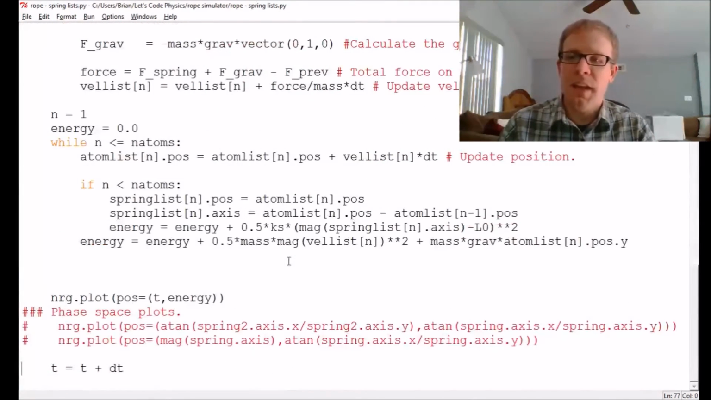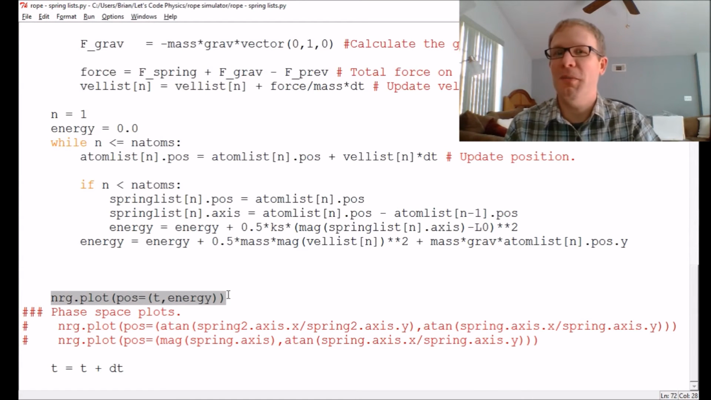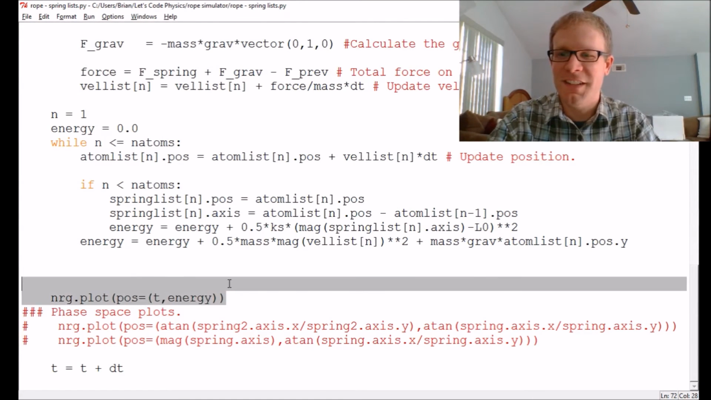And so here's where I run the code. The first thing we're looking for is whether this energy is flat. The second thing we're looking for is whether it swings properly. The third thing we're looking for is whether those springs are well behaved. Let's find out.